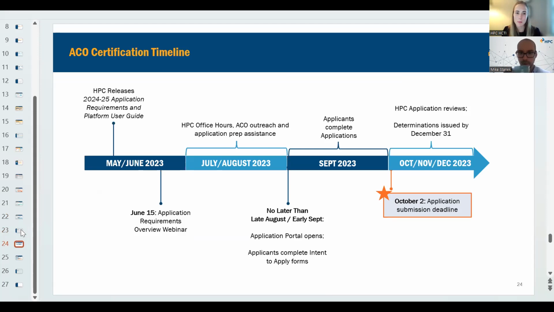So here's the timeline that we're working towards for the remainder of this year. Starting with May and June, where we are currently, we've released the platform user guide, or the PUG, that we've been mentioning, and as of today, reviewed our application requirements with you all in preparation of the upcoming application cycle in the fall. Headed into the rest of the summer in July and August, we'll be hosting optional office hours for 30 minutes every other week to answer any questions that you might have in anticipation of completing the application in the fall.